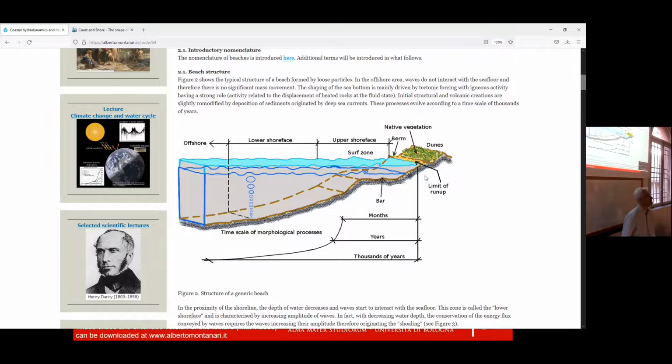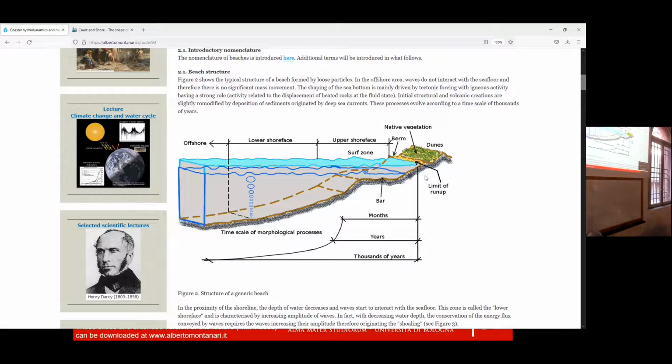In the picture, there is the berm until the limit of run-up. What is the difference between these two points? Sorry, limit of run-up and the berm? Yeah, the run-up, basically, where you have the limit of run-up, which of course changes seasonally, what happens is that the sand that is transported by water, given that the water stops, goes down, settles down, and therefore it forms the berm. So basically, they are on the same line? Yes, the limit of run-up is at the basis of the berm.